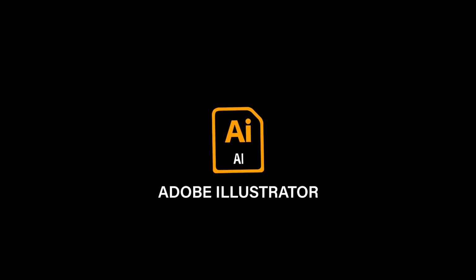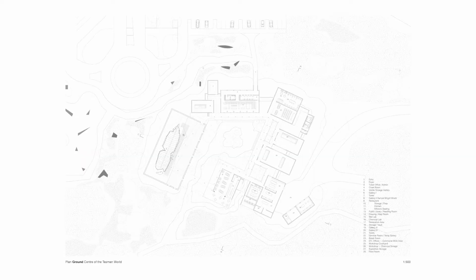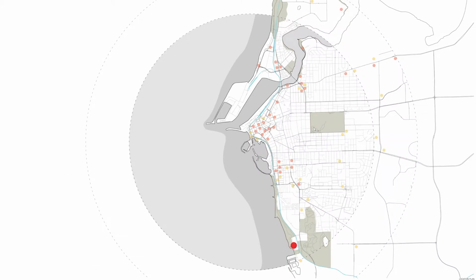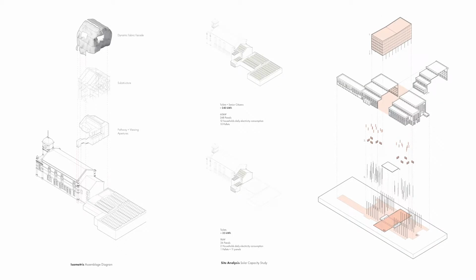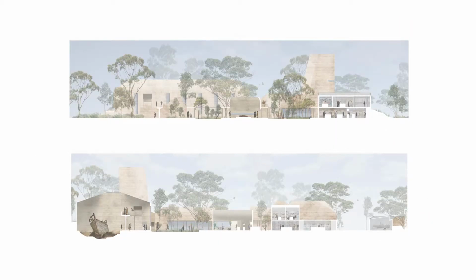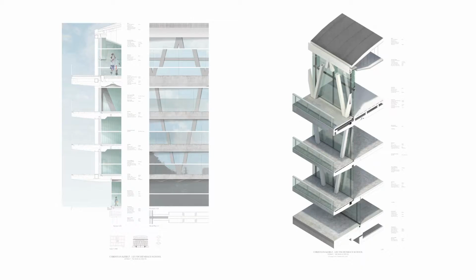Adobe Illustrator is an awesome tool for architectural visualizations. It is really good at making simple line work sections, plans, diagrams, and axonometrics. It is also really powerful for creating diagrams that combine line work with soft Photoshop textures.